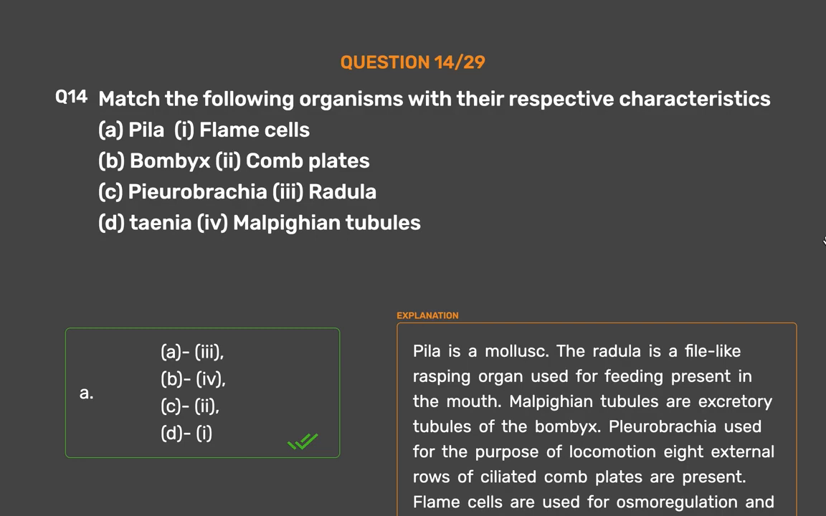Malpighian tubules are excretory tubules of the bombyx. Pore brachia used for the purpose of locomotion. 8 external rows of ciliated comb plates are present. Flame cells are used for osmoregulation and excretion in the taenia, which is a platyhelminth.